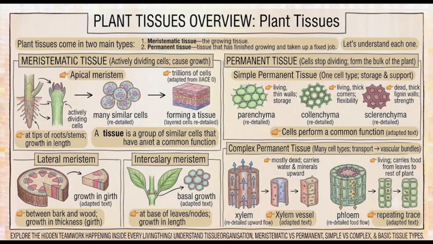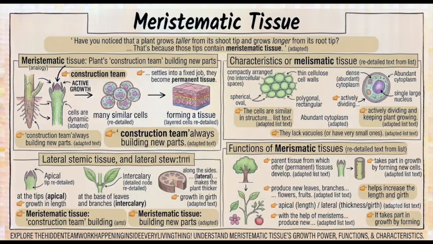So let's talk about plant tissues first. Plant tissues come in two main types: meristematic tissue or the growing tissue, and permanent tissue, the tissue that has finished growing and taken up a fixed job. You can take a look below at the different types of plant tissues.